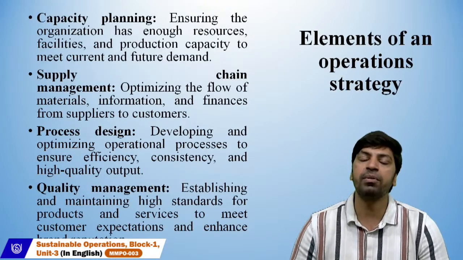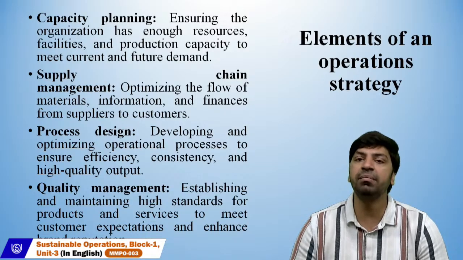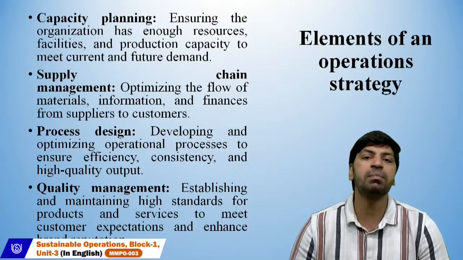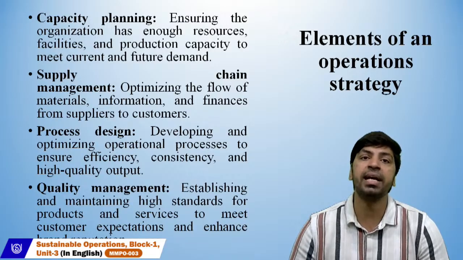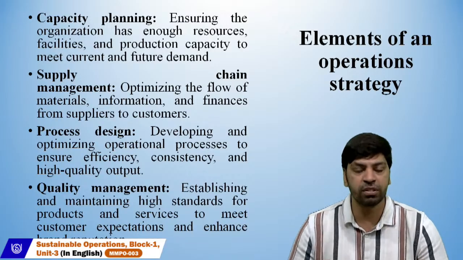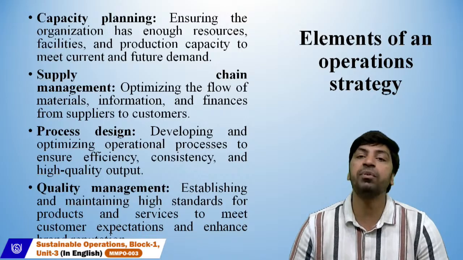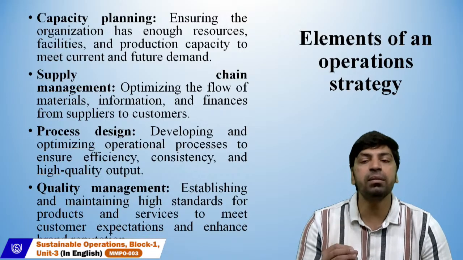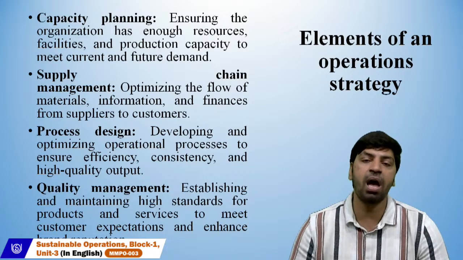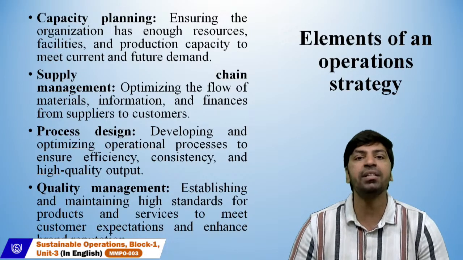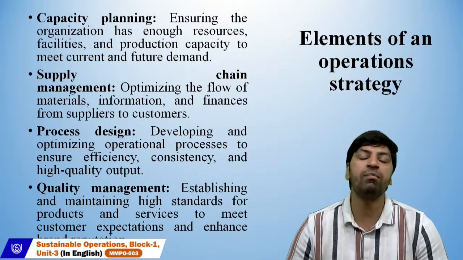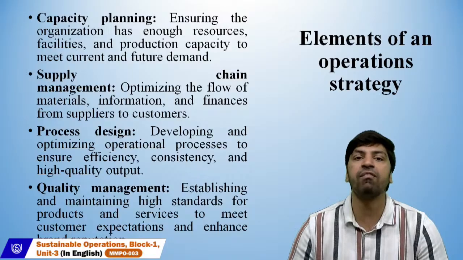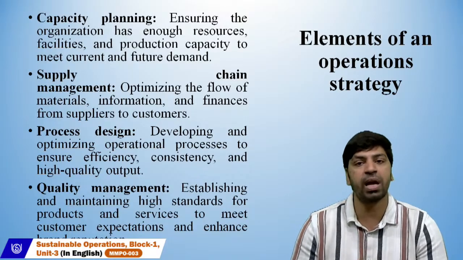Now we can come to the next section, that is the elements of an operation strategy. The first one is capacity planning. Operation strategy always ensures that the organization has enough resources, facilities and production capacity to meet the current and future demand of the customers. Supply chain management also optimizes the flow of material, information and funds from suppliers to customers.